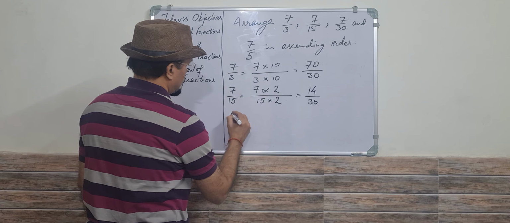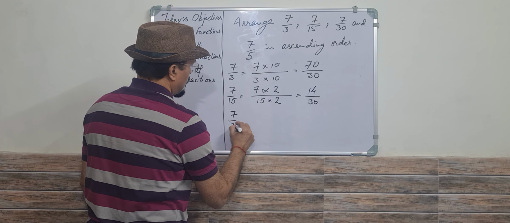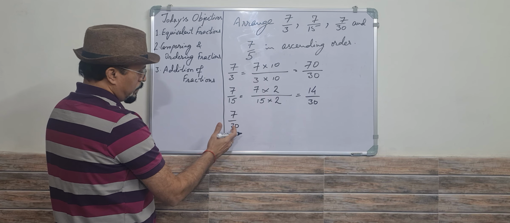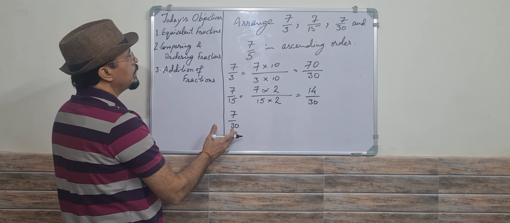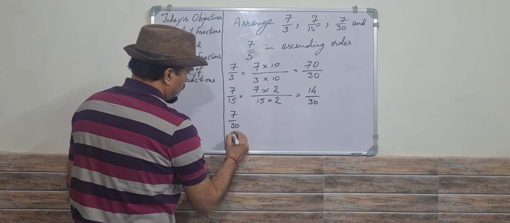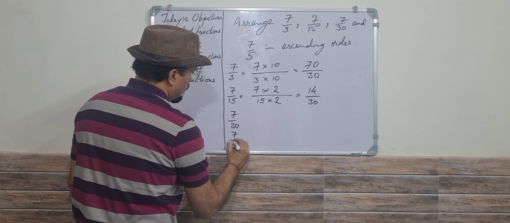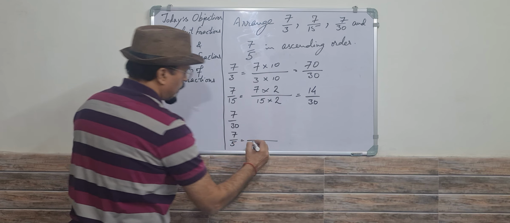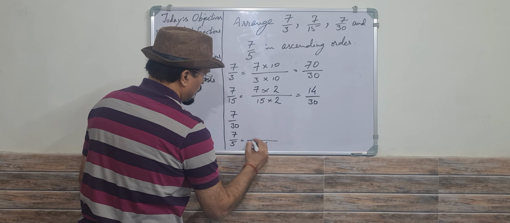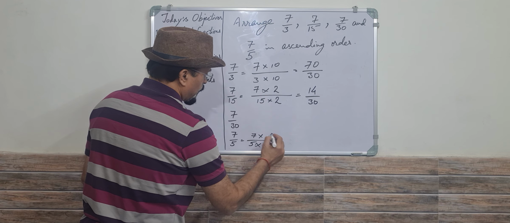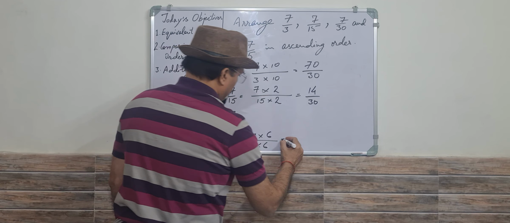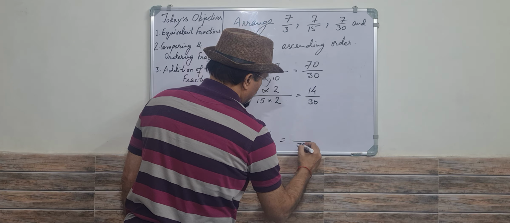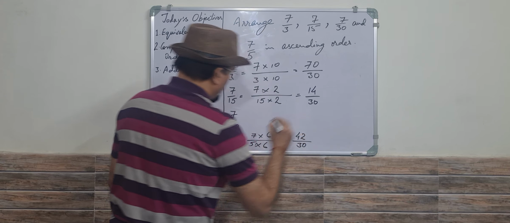Next comes 7 by 30. We need not make any change because the denominator is already 30. And the last, which is 7 by 5, again to make the denominator as 30, I'll be multiplying it with 6. So I'll be multiplying the numerator also with the same number, that is 6. Now 5 6s are 30 and 7 6s are 42.